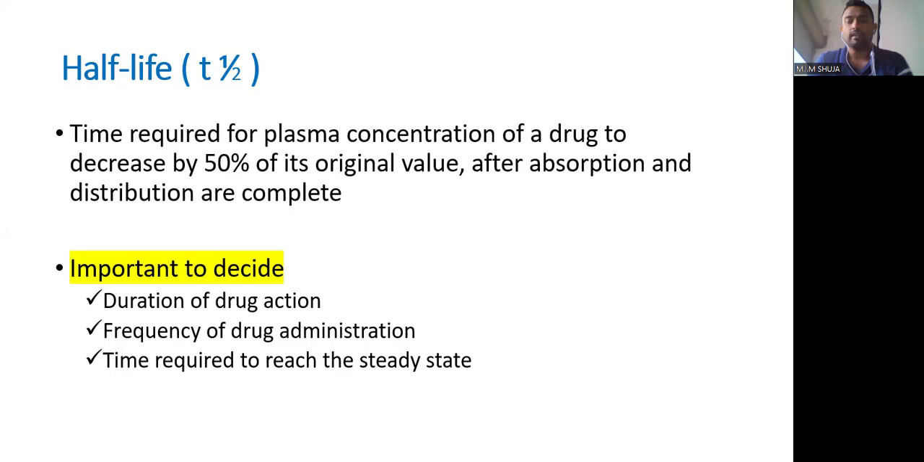That's it. Why is it important? Because T half will influence deciding the duration of drug action. Because if you know the duration of action, only then can you give the drug at a certain time interval. So the T half will decide your drug administration frequency, and it is needed to calculate the time required to reach the steady state of the drug. Usually 4 to 5 half-lives will be needed for that.